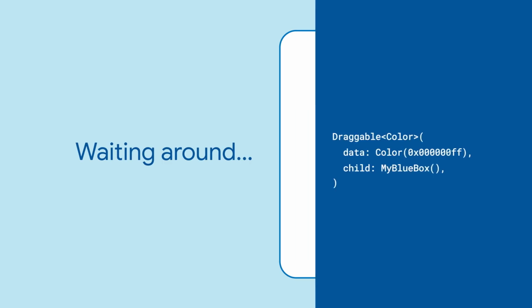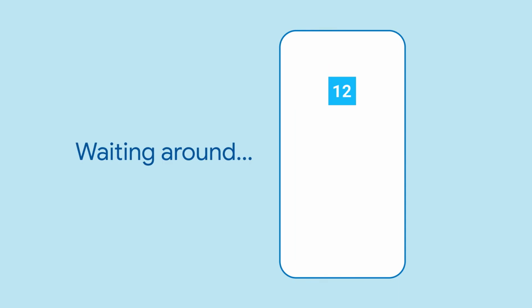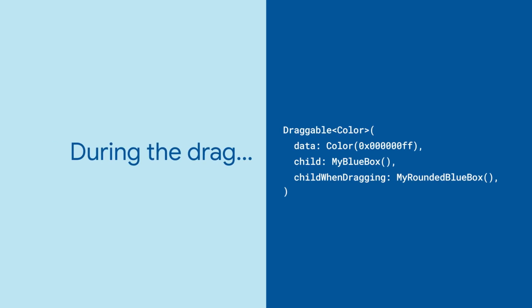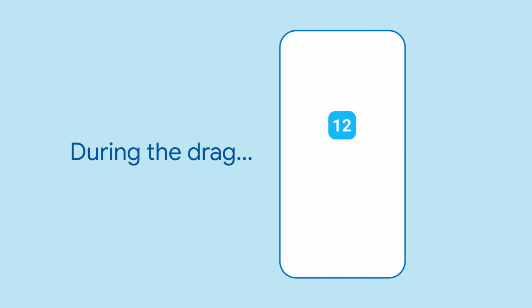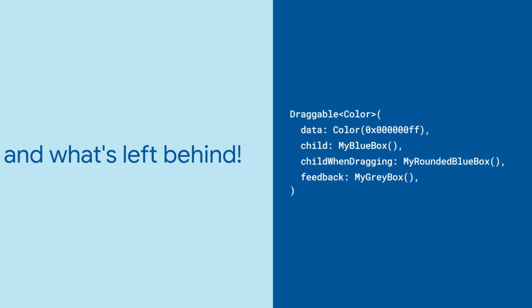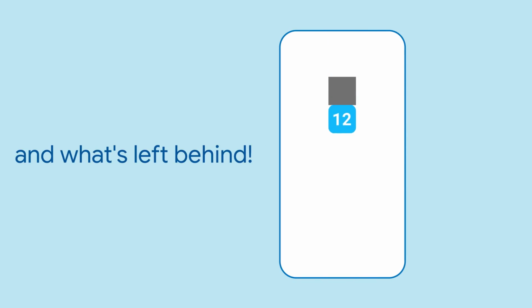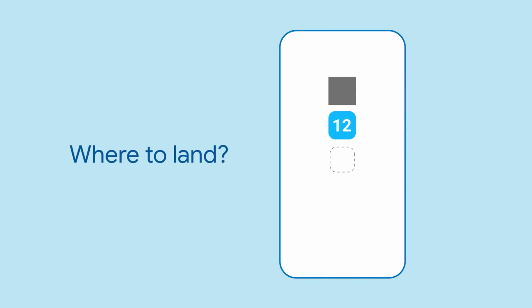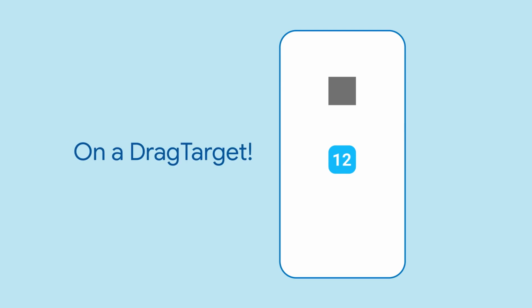A child property is used when the draggable is waiting around, and the optional childWhenDragging is substituted while the widget's being dragged. And the optional feedback widget is what remains behind. Where does the widget land after being dragged, you might ask? On a DragTarget. DragTargets are the landing zones for draggables.